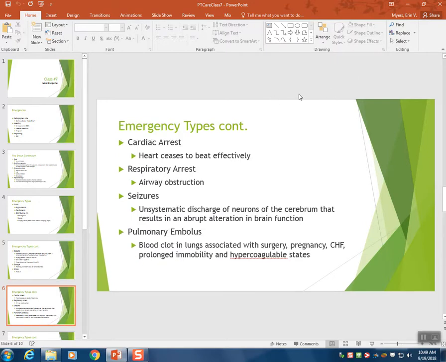For a cardiac arrest, it's essentially when the heart ceases to beat effectively. Respiratory arrest is some sort of airway obstruction. That doesn't mean it's a foreign body obstruction. It's just an obstruction of the airways within itself. You may see this in patients who have consistent respiratory problems, or patients who have metastatic lung cancer, or a pulmonary embolus. Even though I already have that on here as a separate item, that's considered an airway obstruction because it blocks the blood to the pulmonary branches. And if blood can't get there, then it decreases the oxygen supply.